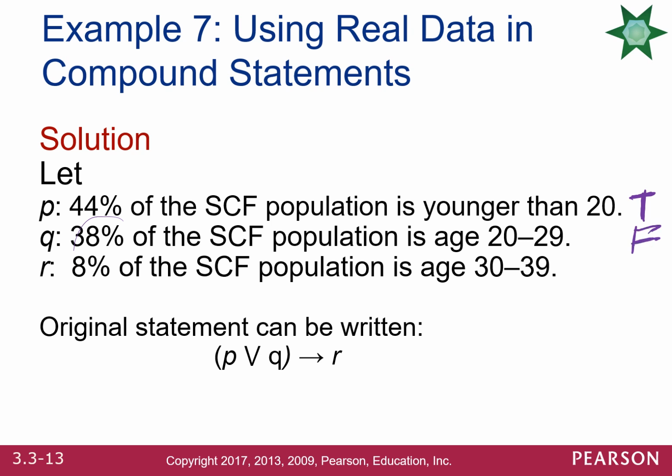And then R, 8% in 30 to 39, was a true statement. So you can go back and check the pie chart. Based on these true, false, true values, let's evaluate the statement. P is true, and then we have the or followed by Q, which is false. So true or false should give us, in an or statement, a true. As long as one is true between P or Q, it evaluates to a true.